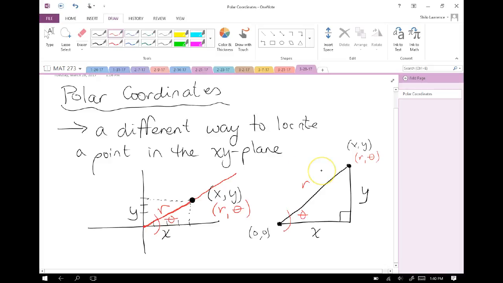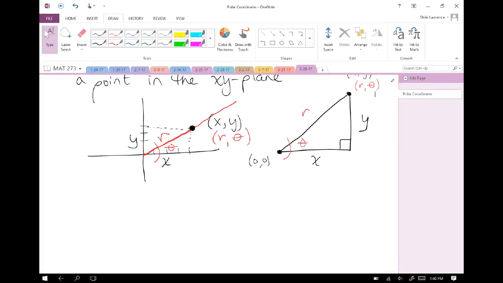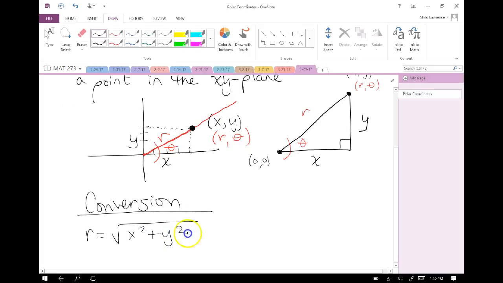The relationship between x, y, and r is just sides of a right triangle, so that's going to be Pythagorean identity. R is the hypotenuse, where x and y are the legs. For theta, if we know x and y and we're trying to get r and theta, we're going to use tangent, because x and y are opposite and adjacent. So we're going to do tan inverse of y over x.